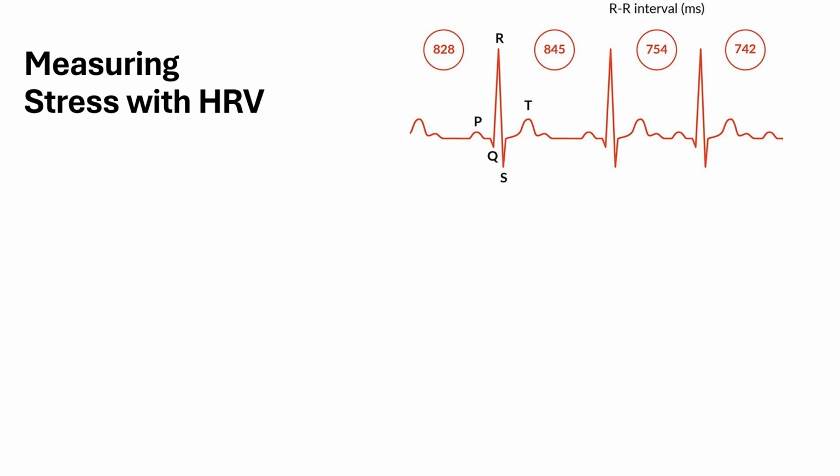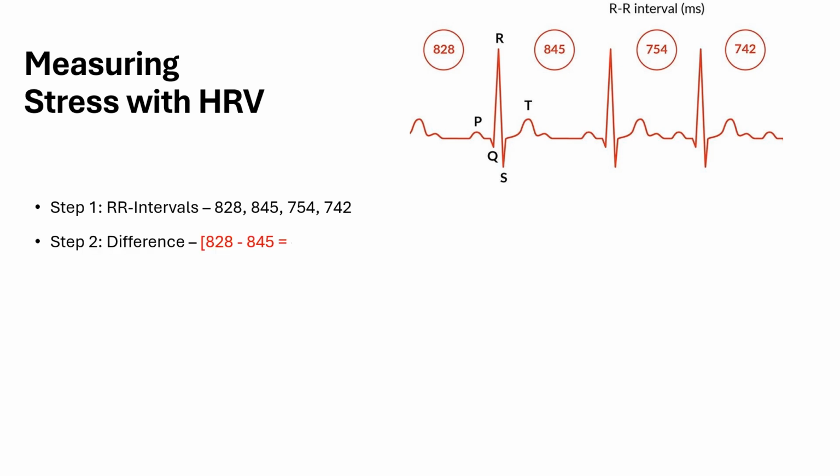So let's go through an example here. Step 1. The RR intervals are, on this figure here, 828, 845, 754 and 742. So these are the intervals between these peaks here. Step 2, we need to find the difference. So what we do is we subtract one from the other. The first one is 828 and the second one is 845. So what's the answer here? You can calculate it now and tell me the answer.